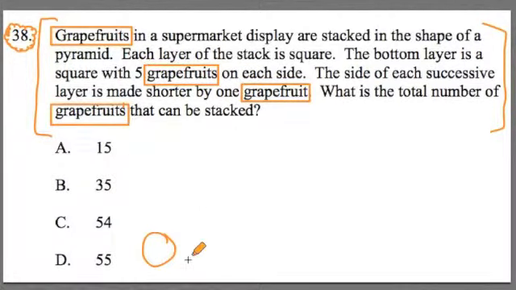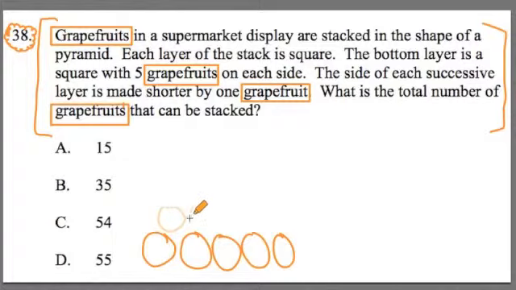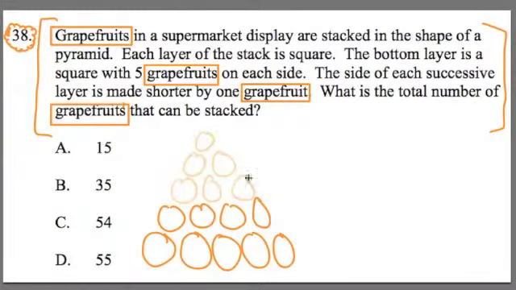The bottom layer has 5, so I'm thinking grapefruits. Visually, I'm seeing these big grapefruits, maybe something you get at Whole Foods. This first row has 5. This next row has 4. Then there's a third row with 3, then 2, then 1.